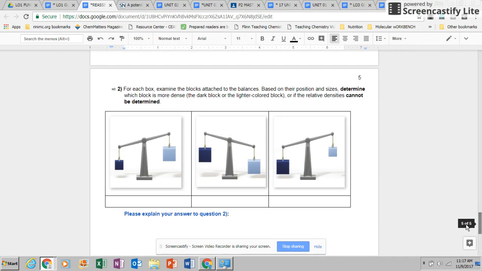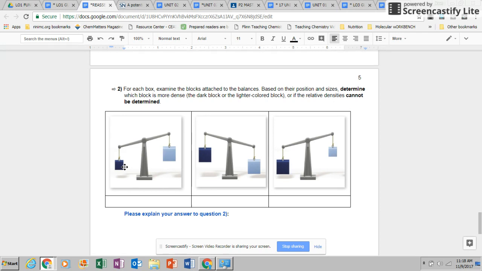Then number 2 is saying, for each box, examine the blocks attached to the balance, and then based on their position and size, determine which one is more dense. So density is really how heavy something is for its size. And in the first object, we can see that the darker blue block is more dense because it's smaller and it's heavier. So for its size, it's much heavier than the other block, which is big and not as heavy.